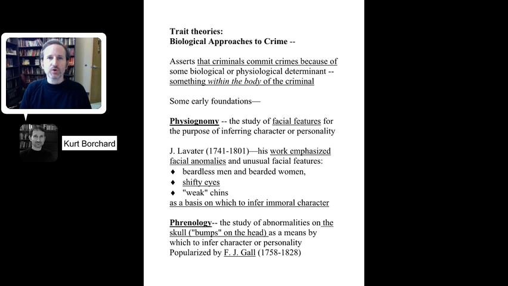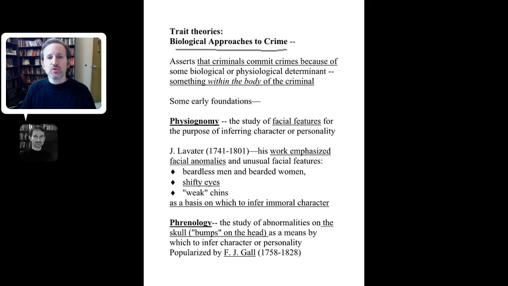Hello again, and we're going to talk a little bit right now about Chapter 5 of Siegel's textbook, Criminology, the idea of trait theories. Traits are things that we all have, and this particular discussion here is the first part of the chapter related to biological traits and biological approaches to crime.